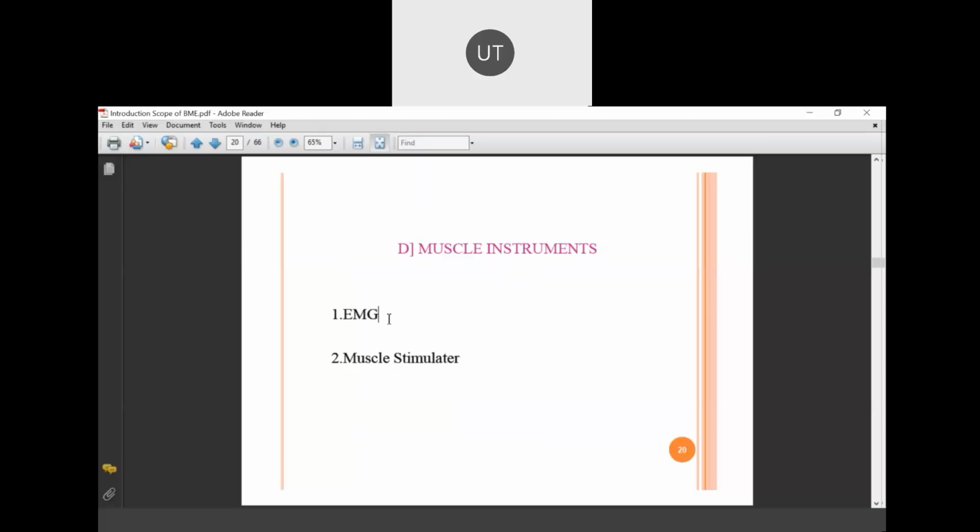Then the muscle instruments, EMG, electromyogram. Even the muscle stimulators are there, where suppose you want to record the twitching of the muscle. That means, if you want to see the strength of that particular muscle, how long it will withstand a weight, or how long it has the capacity to withhold a weight of so and so kg. In order to check that, external stimulation is given and how the muscle contracts or relaxes will be measured. So that is coming under the muscle instruments.